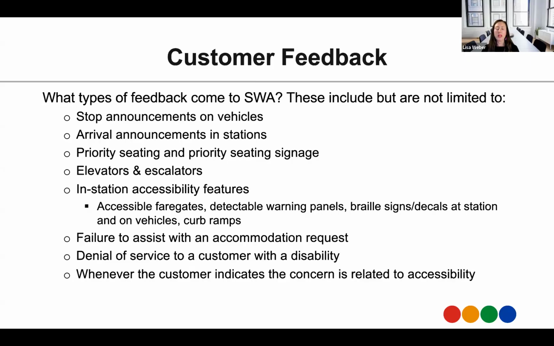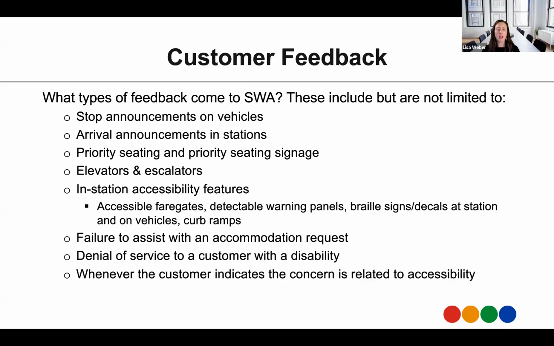and I just wanted to go over what that means. There are different ways to send feedback to the MBTA. There are multiple departments, so we just wanted to let you know the types of feedback that come to us. It includes, but is not limited to, stop announcements on vehicles, arrival announcements in stations, anything to do with priority seating, elevator and escalator feedback, any in-station accessibility feature, such as accessible fare gates, curb ramps, detectable warning panels, braille signs and decals at stations and on vehicles. And that's just a small list. Any in-station accessibility feature would come to us.